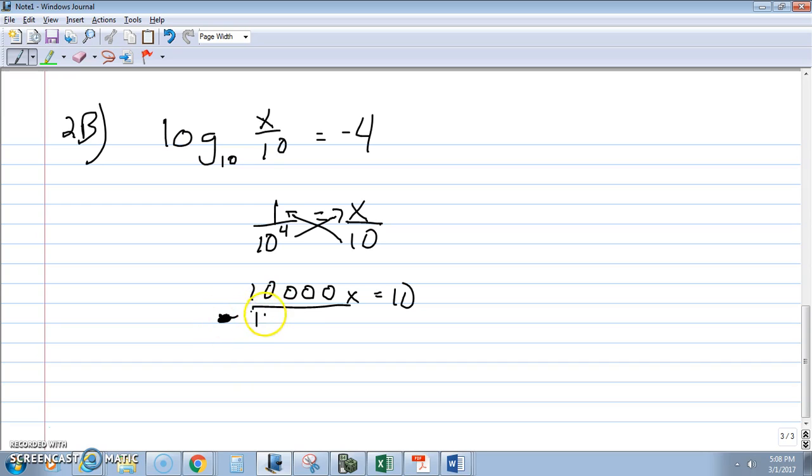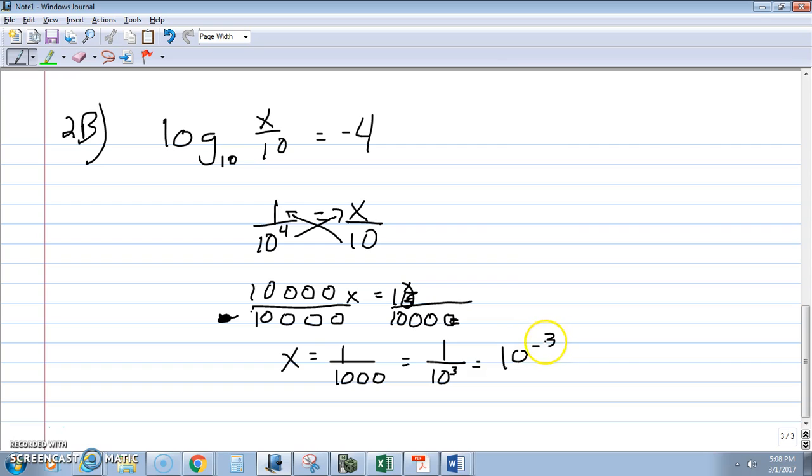Divided by 10,000. And I get x is equal to 1 over, because I just cross off this 0 and this 0, 1 over 1,000, which is the same as 1 over 10 to the power of 3, 3 zeros, which is the same as 10 to the power of negative 3. Okay, so any of those work. You could write it as a fraction, 1 over 1,000. You could write it as a decimal: point, tenths place, hundredths place, thousandths place. Look at how many different ways you could write that.